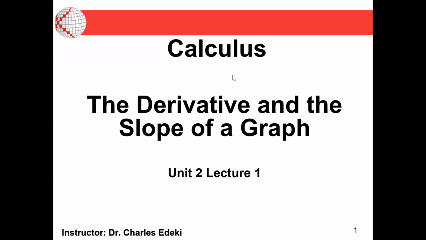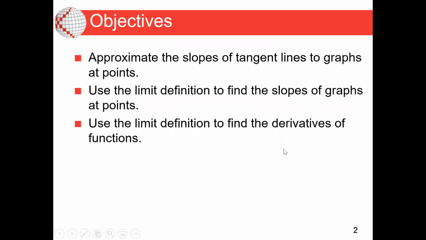Again, welcome to calculus. In these lectures, we're going to cover the derivative and the slope of a graph. So our main objective is to approximate the slopes of tangent lines to graphs at points. We know in a linear or straight line, the slope is always constant. But with a nonlinear graph, the slope values can change at any point. It depends on the steepness of the curve.